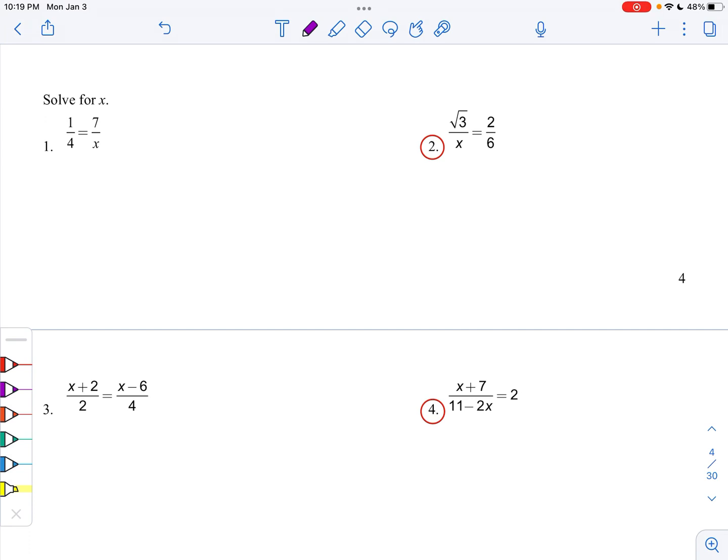So when I see this, I'm going to go ahead and cross multiply. So 6 times root 3, and then 2 times x. And we can only do this if we have a fraction equal to a fraction. That's the only time that you can use the strategy of cross multiplication.